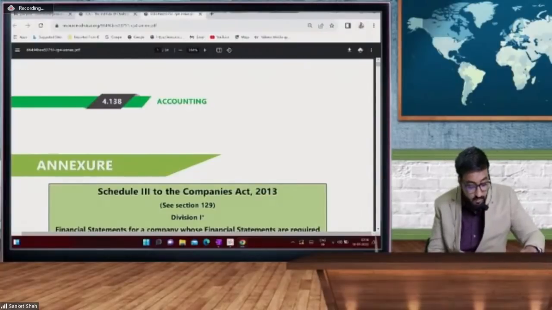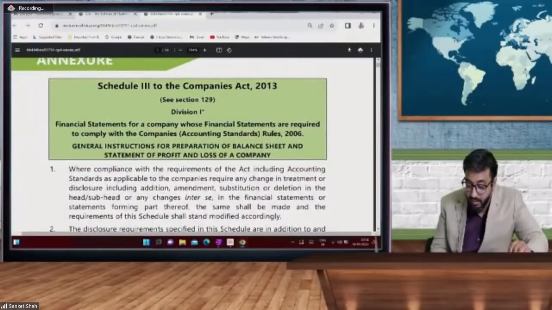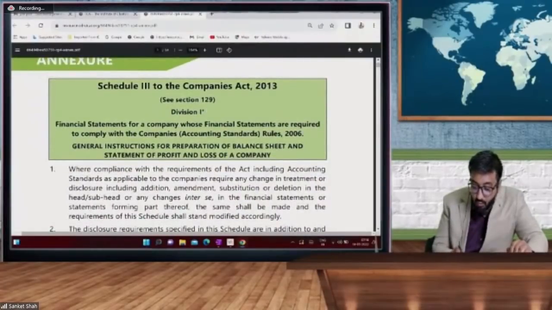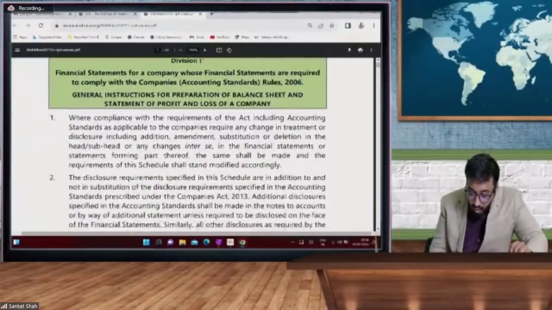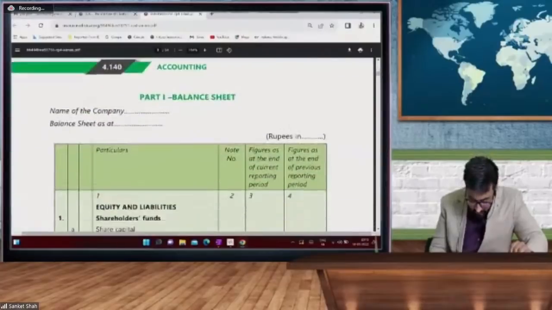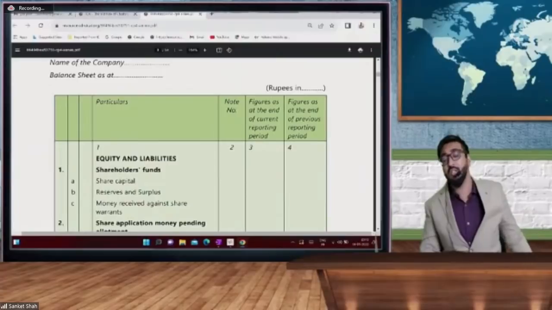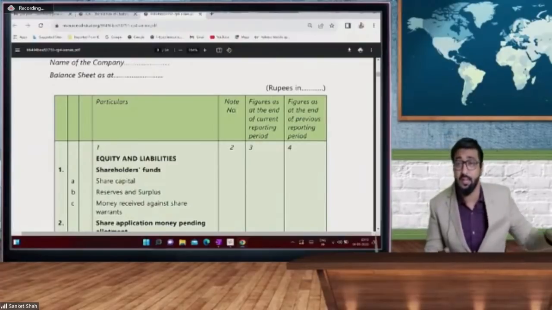Page number is 4.138, beta. Schedule 3 of the Companies Act 2013, Division 1. Now see, beta, this Division 1 is applicable to those companies who are following Ind AS. So in the exam, Ind AS is your CA Final syllabus. So whatever balance sheet and P&L you have to prepare, it's Division 1.